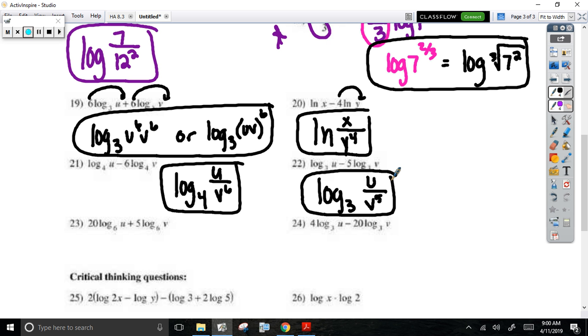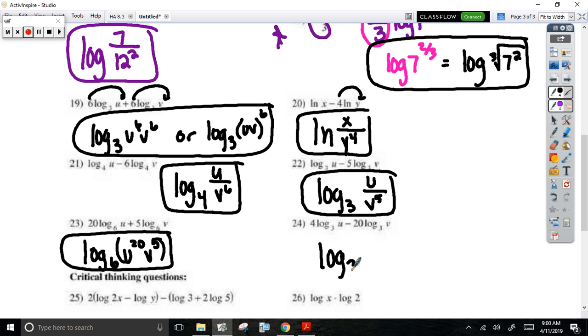23, we have powers and product. Log base 6 of u to the 20th, v to the 5th. Probably throw that in parentheses. And last one, we have log base 3 of u to the 4th divided by v to the 20th.